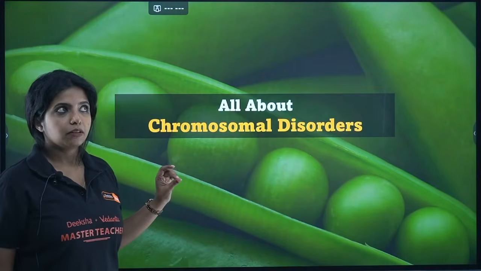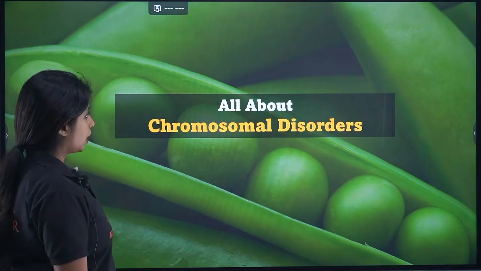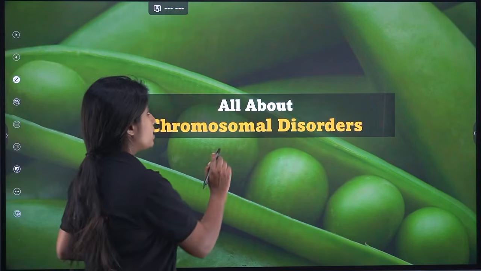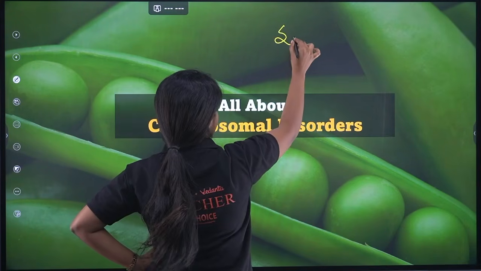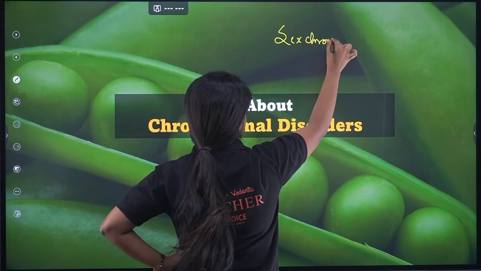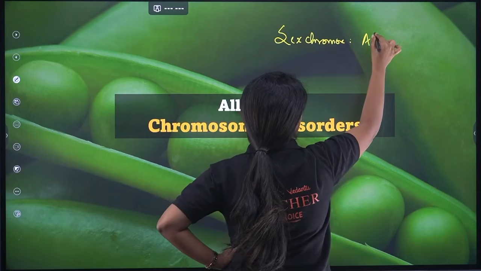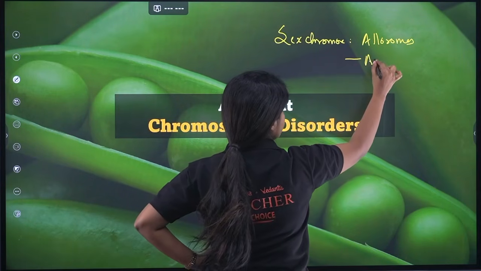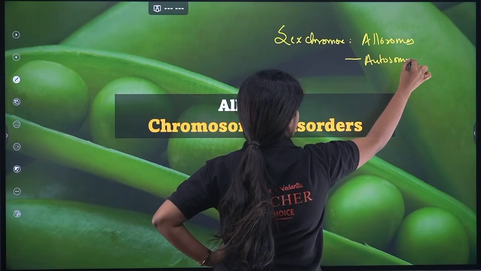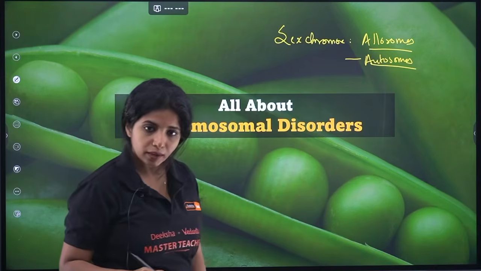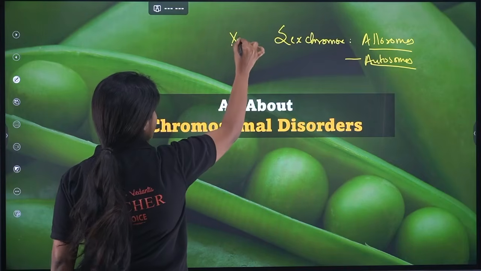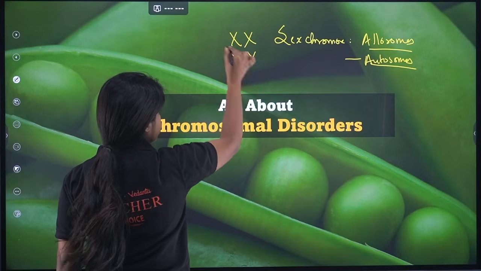Now, also one thing before I go ahead with the next topic: please know that the sex chromosomes are known as allosomes, and the normal chromosomes are known as autosomes. Sex chromosomes, how many do we have? 2 of them. Either it can be XX or it can be XY.